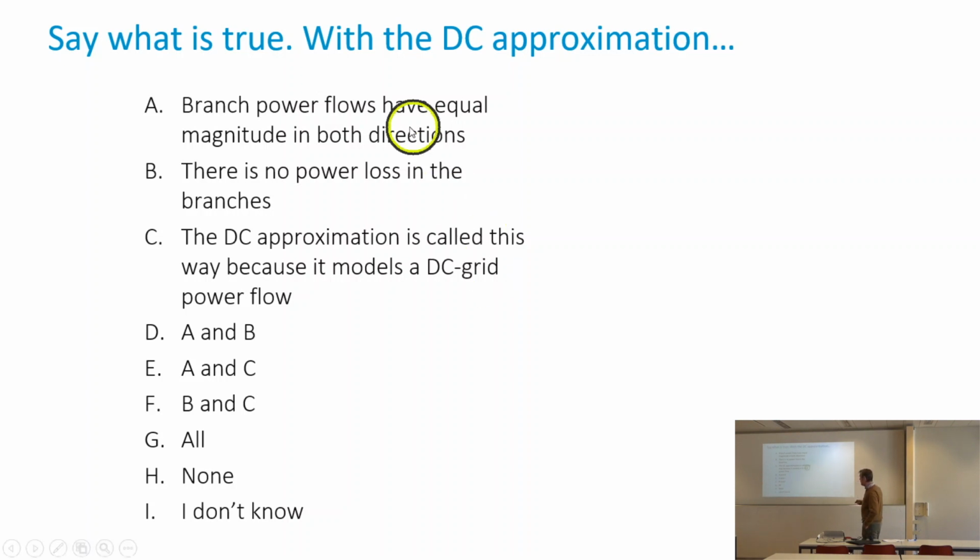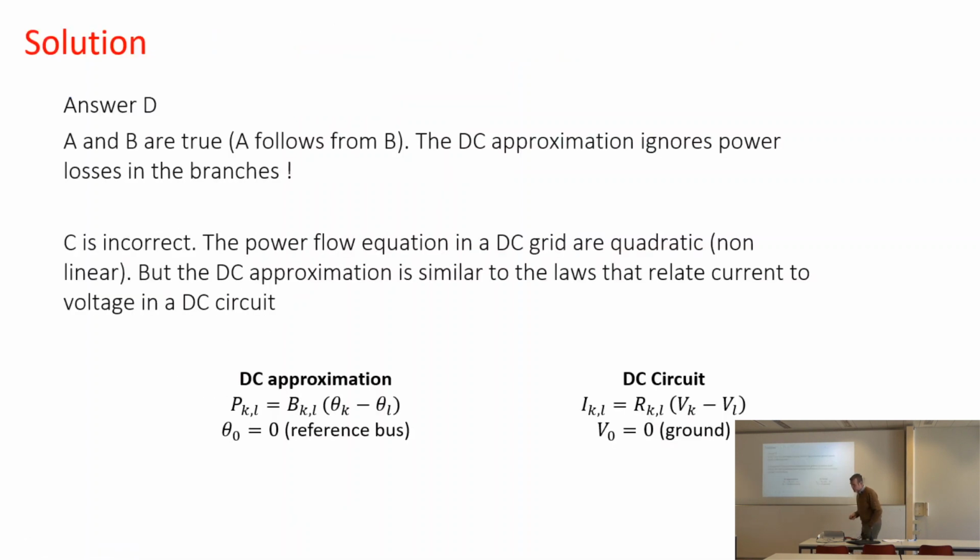A is true because of B, in fact, there is no power loss in the branches. So at the two ends of the line, we have the same power flow, and of course they have equal magnitude, different sign, but equal magnitude. Now C, we might wonder, if it's called the DC approximation, is it because it models a DC grid power flow here? And the answer is yes and no.